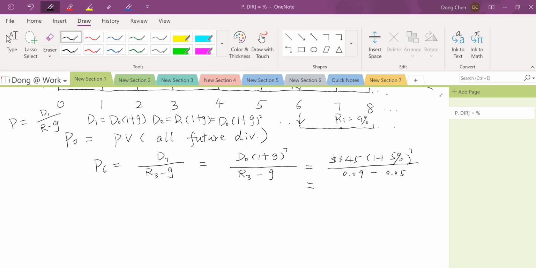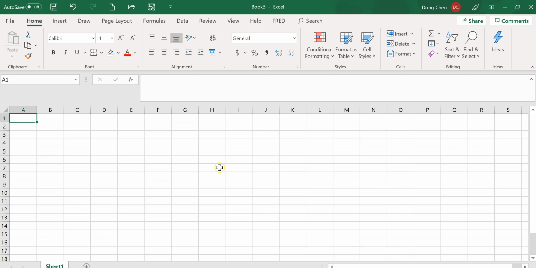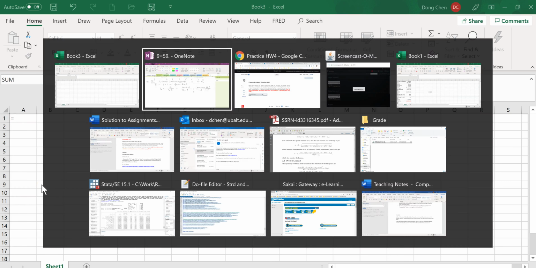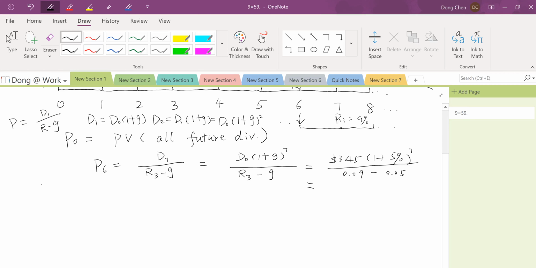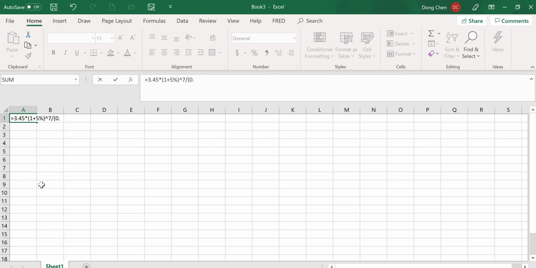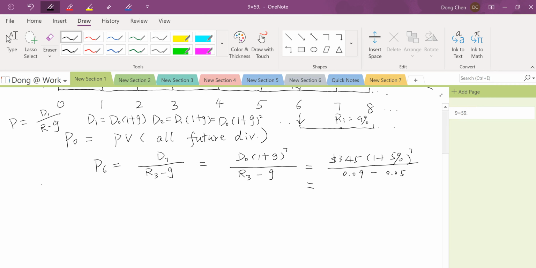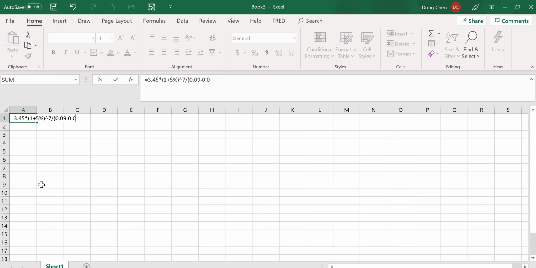we can just use Excel to help us calculate this, or you can use your calculator, whichever you find more convenient. 3.45 times 1 plus 5% raised to the power of 7. And then this divide, we need to use a parenthesis because otherwise it's going to do the division first and then subtract that. But here we actually need to do the subtraction first. So that's why I need to use this. So this gives me this number.